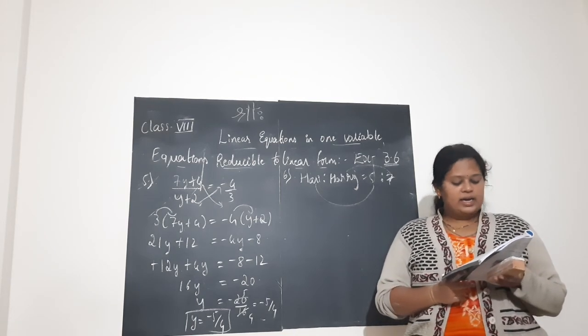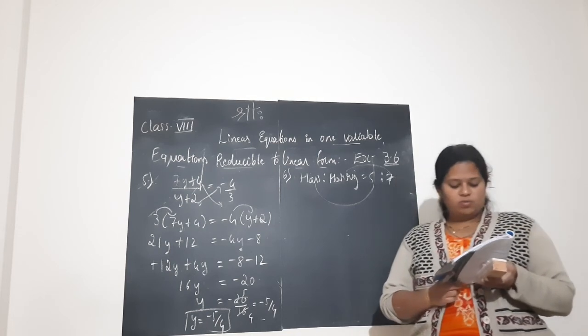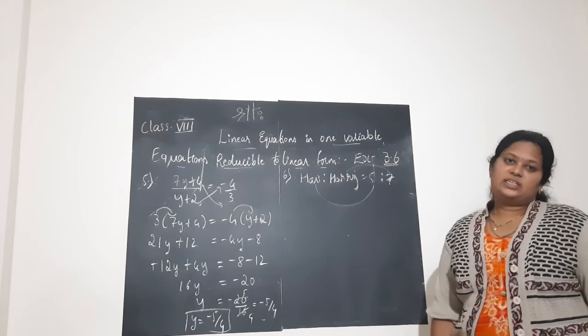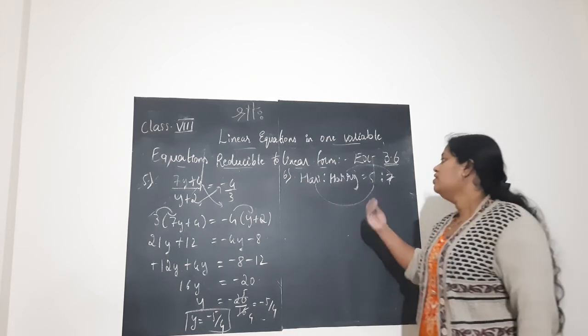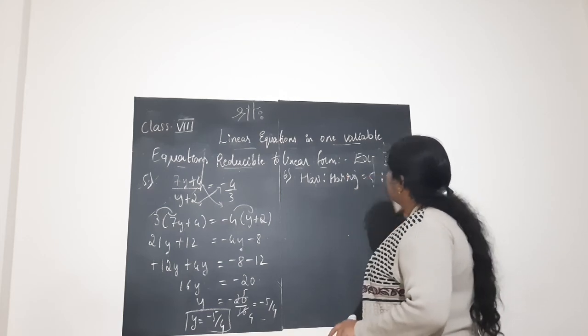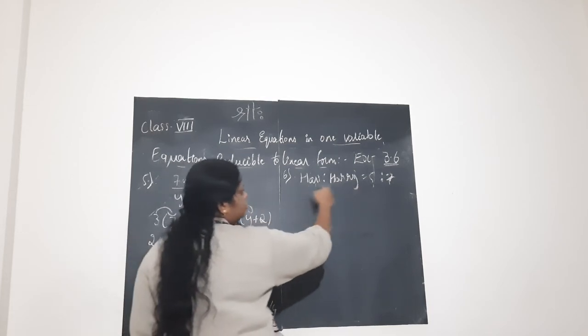The ages of Hari and Harry are in the ratio 5:7. 4 years from now, the ratio of their ages will be 3:4. Find their present ages. Similar kind of problem we solved in exercise 3.2 also children. So it is a repetition we will do. So as you know, how to take the ratio.